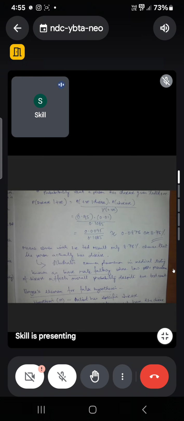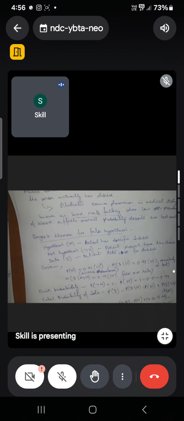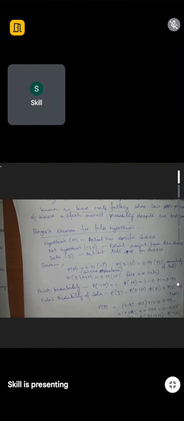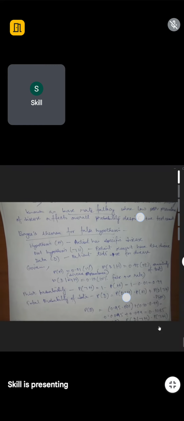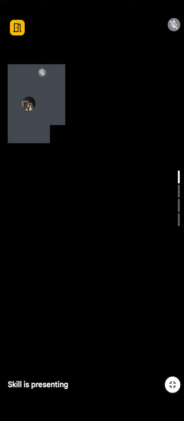We already have seen the hypothesis of a person actually having the disease and also testing positive. So there may be some false hypothesis also, which we will be solving with Bayes theorem. So here I mentioned Bayes theorem for false hypothesis. Let me first share the slide.